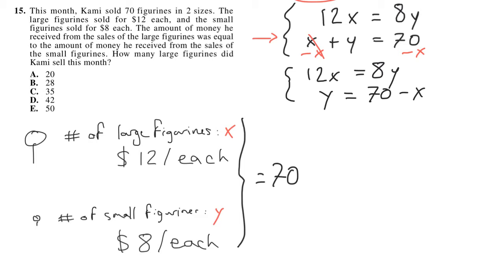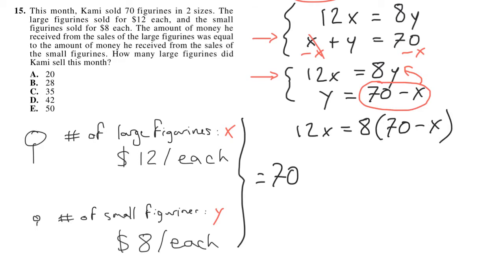Now this is where the substitution comes in. You can take this whole thing here, which is the same thing as y, and plug it into the top. Now we can rewrite the whole top line as 12x equals 8 times 70 minus x. And look, there's no more y's. Next step, you distribute the 8. That gives us 12x equals 560 minus 8x.